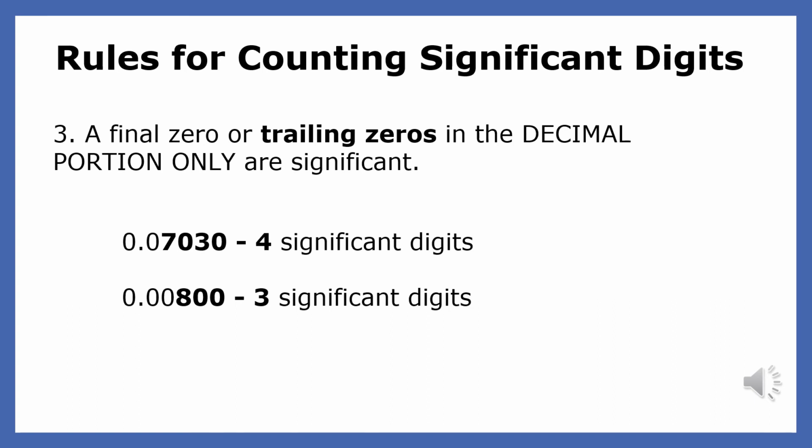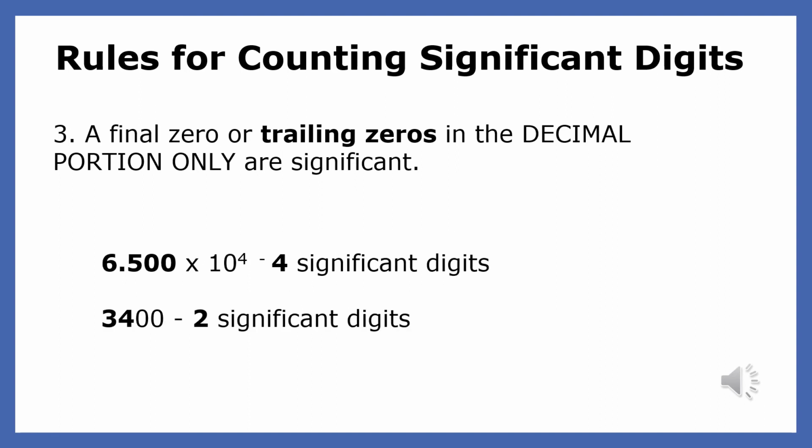Again, leading zeros don't count. So 8, 0, 0, those last 2 zeros count. That has 3 significant digits, the non-zero 8 and the 2 zeros that are trailing. The third rule is the final 0 or the trailing zeros in a decimal portion are significant.